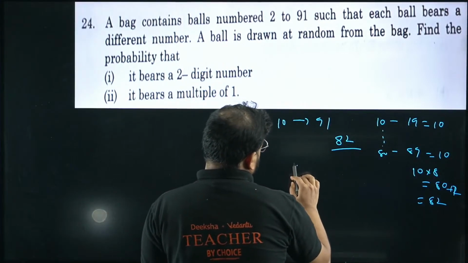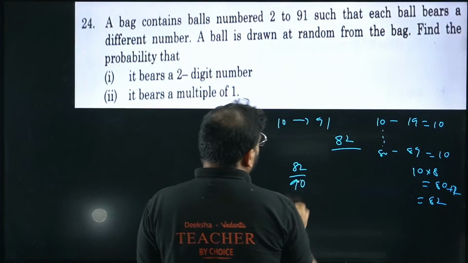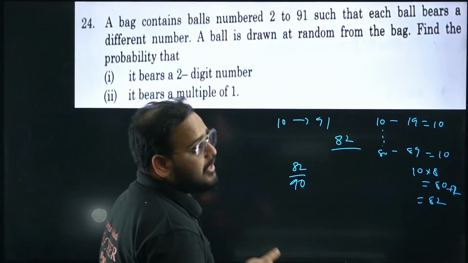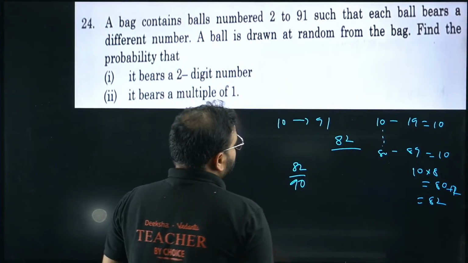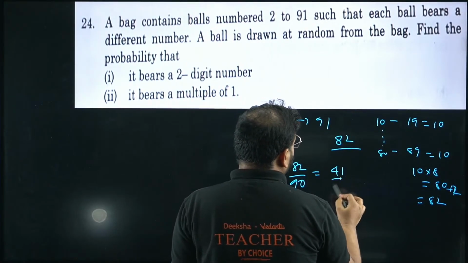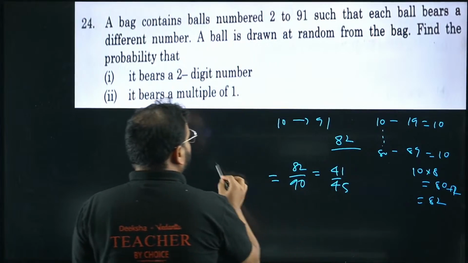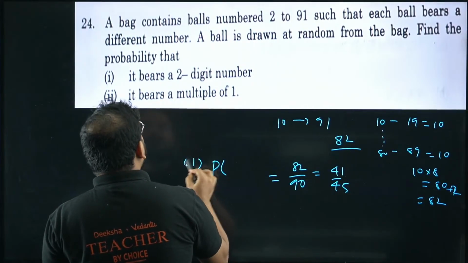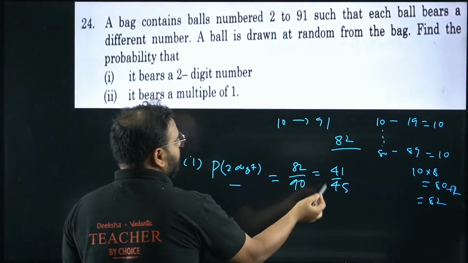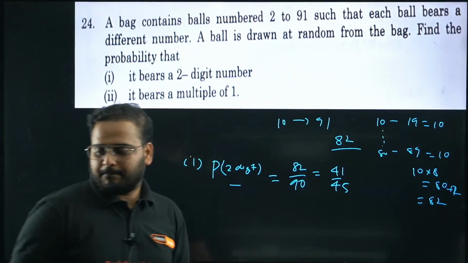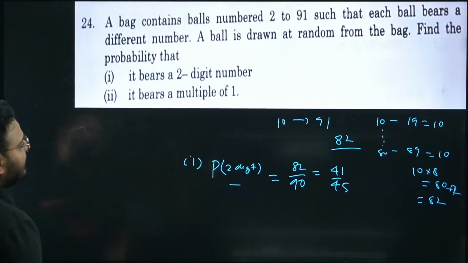90, right? Please check. Starting from 1 to 91 will be 91 terms, but you have starting from 2 to 91, no? So it will be 90 only, right? Giving me 41 by 45. This is the answer for the probability of getting a 2-digit number. The 2-digit number probability will be 41 by 45. Please check. Okay, I can repeat.